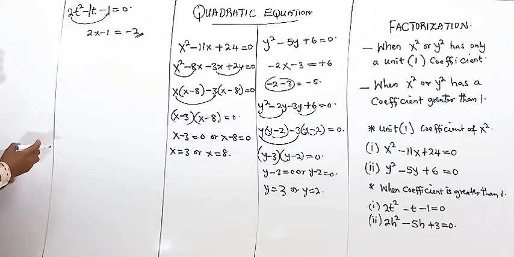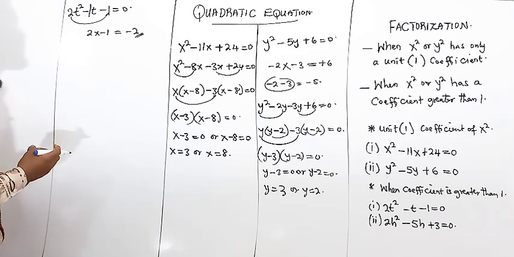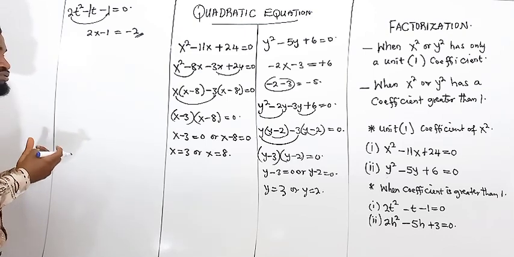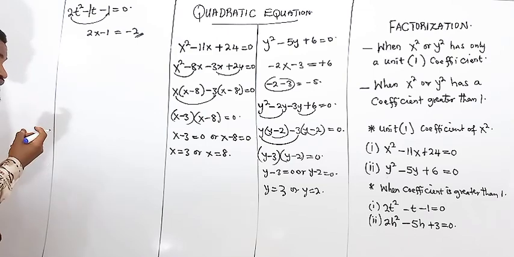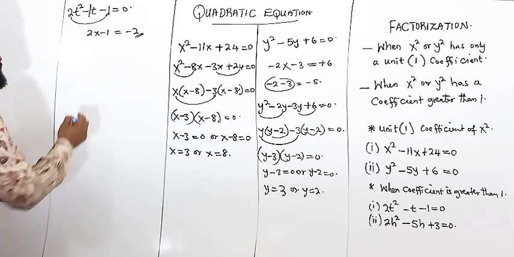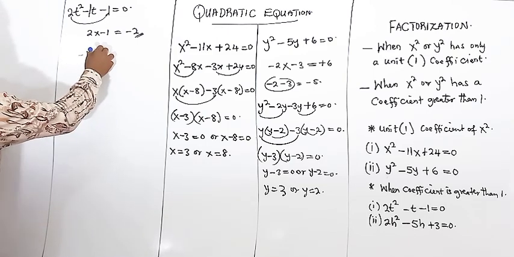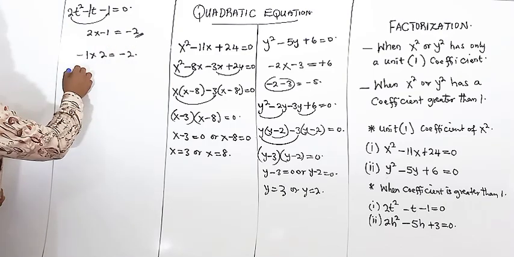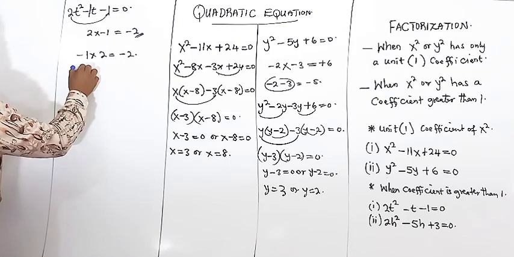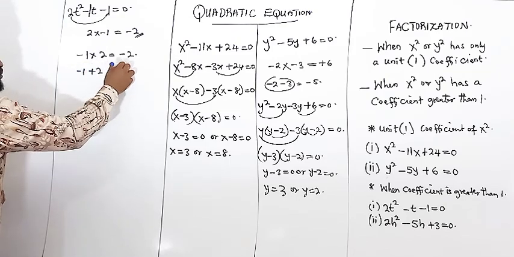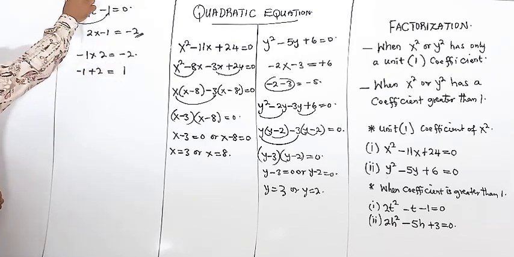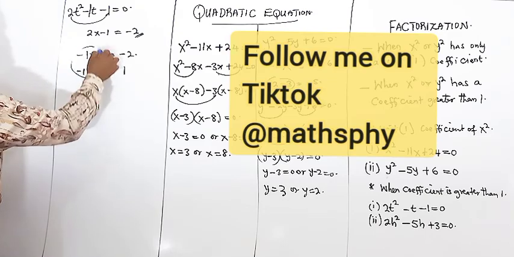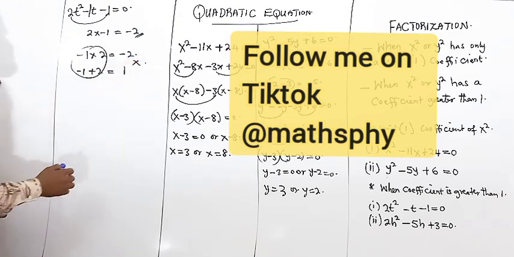Now, factors of minus 2 means those two numbers that you can multiply together to still get minus 2. I mean minus 2, not 2. Example, minus 1 times 2 will give you minus 2. But minus 1 plus 2, what will it give you? 1. Did it give me minus 1? No. Therefore, this cannot work.